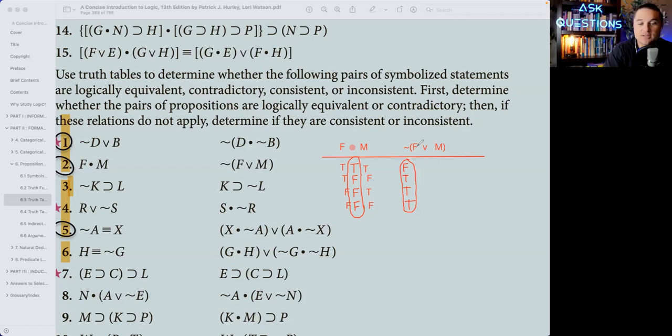So what goes underneath F? Well, we already did F. It's T, T, F, F. Right? What goes under M? We already did M. It's T, F, T, F. Ooh, it's getting wavy. You can see it gets a little wavy. Okay.